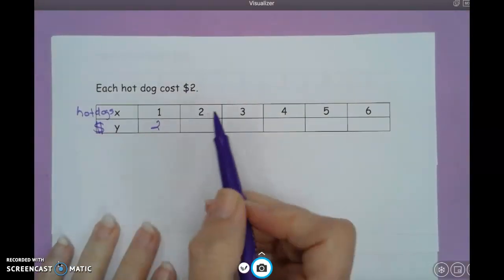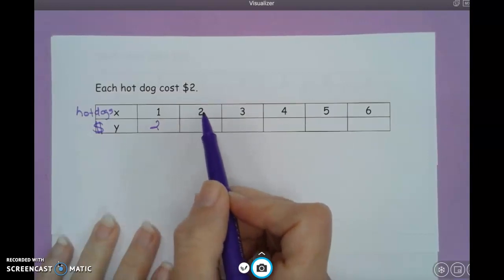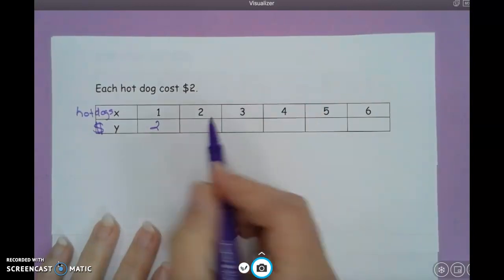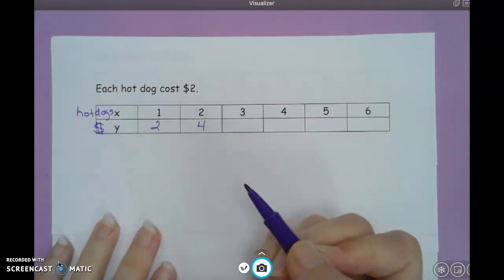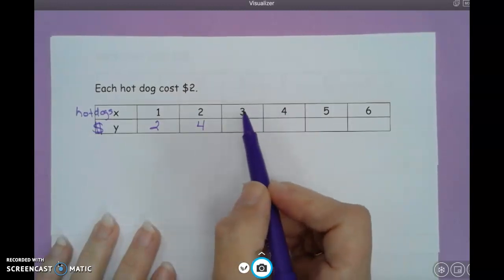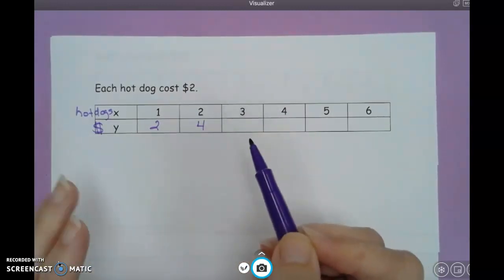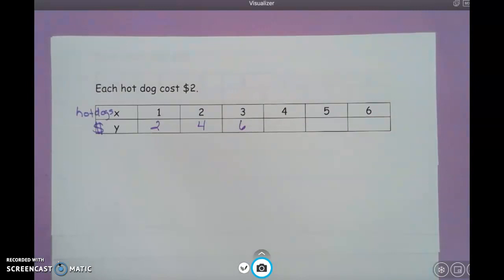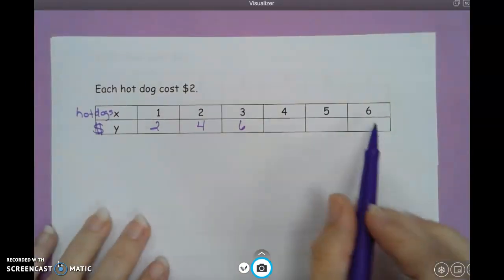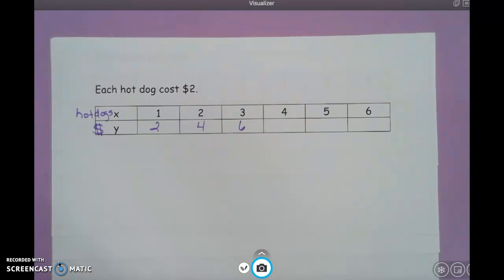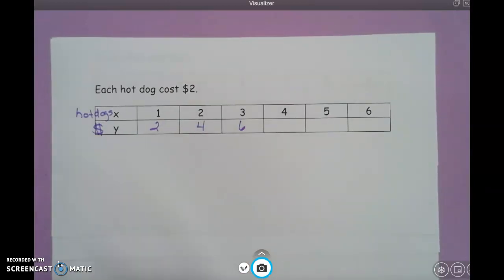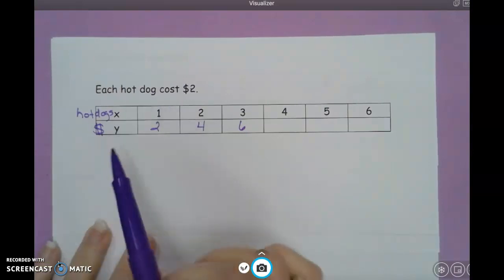Well, if I get two hot dogs, I have to pay $2 for the first one and $2 for the second one, which is going to end up costing me $4. And if I get three hot dogs, I have to pay $2, $2, and $2, which means I end up paying $6. So this table is telling me how much money I'm going to pay compared to how many hot dogs I get. This is like our sentence or our story that each hot dog costs $2.